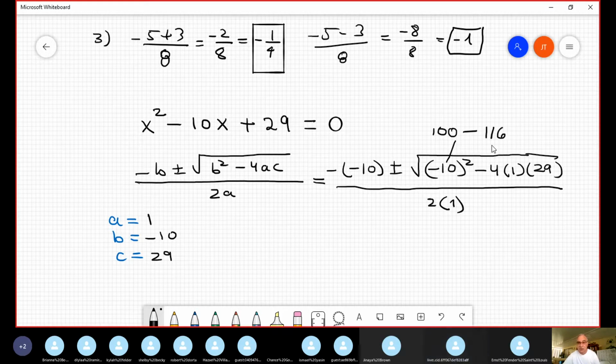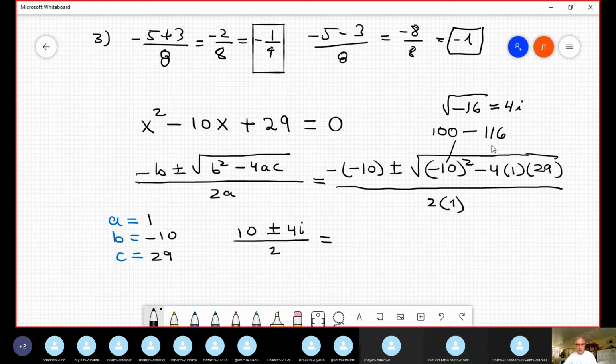And when you subtract this, it's minus 16, right? And the square root of negative 16, what happened? It's i, right? Exactly. Very well. 4i. Okay, now so far we have 10 positive, remember double minus, plus or minus 4i, divided by 2. Can you leave it like that?